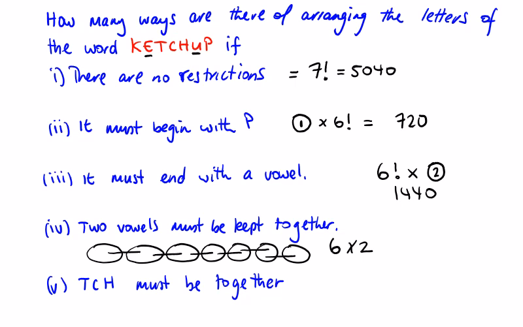and then there's 5 boxes left when we're just looking at the 2 boxes, which would be 5 factorial. So we have 6 by 2 by 5 factorial, which is 2 by 6 factorial again, which again is 1440.